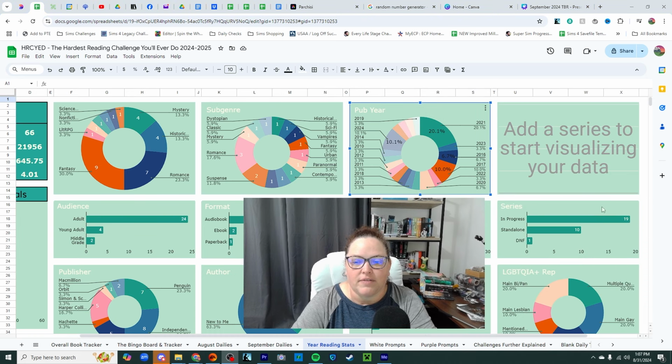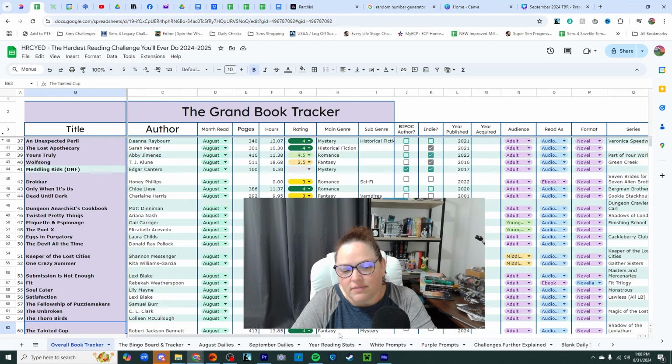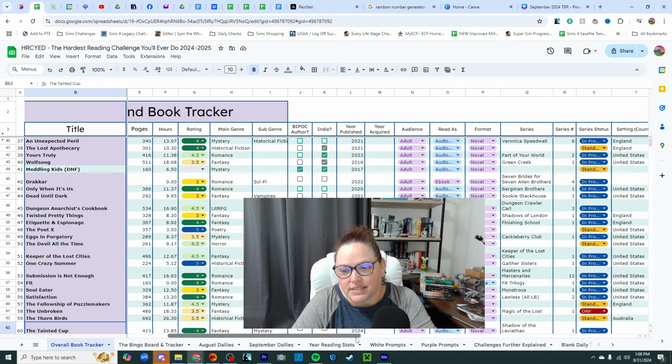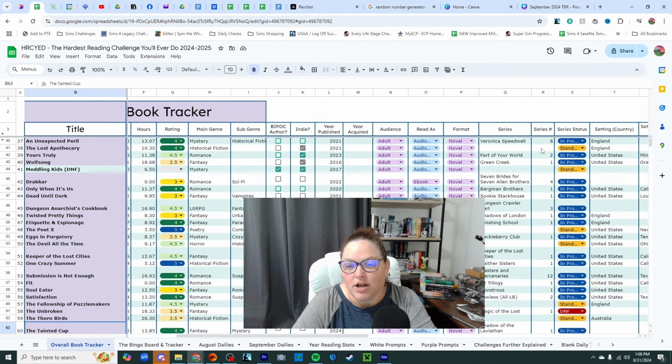All right, we're going to go this way now and talk about the series. 19 were in progress, which is nice, but that also means some of them are brand new that I started. 10 standalones, 1 DNF. Let's go over here and actually look at the series. So we can see them right here, the number in their series, like where they show up. 14 were new series. That means there were only 6 that were not new.